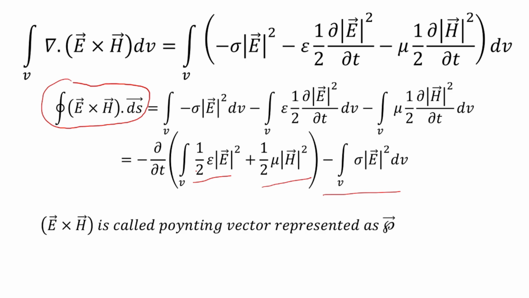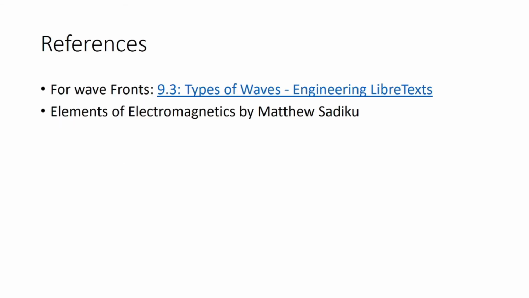This E bar cross H bar is called the Poynting vector, and this is called the Poynting theorem. This is named after the scientist J.H. Poynting. This concludes our current module.